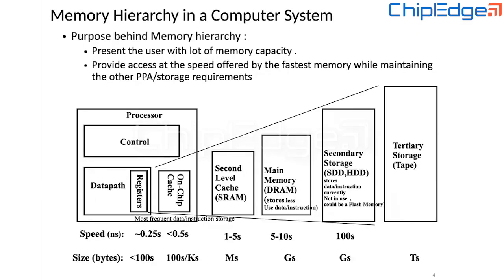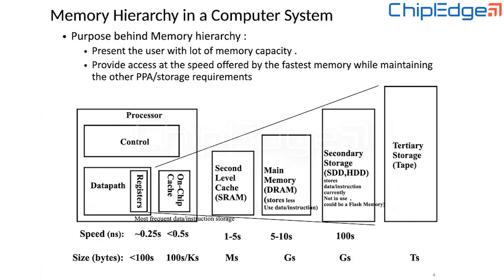Then in the computer system, for the storage of less used data and less used instructions, we use technology like DRAM memory, which could be cheaper and maybe slower, but it serves the purpose because we are not storing the most used data here.